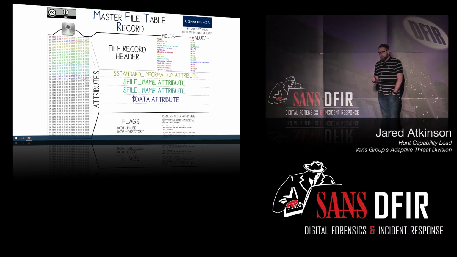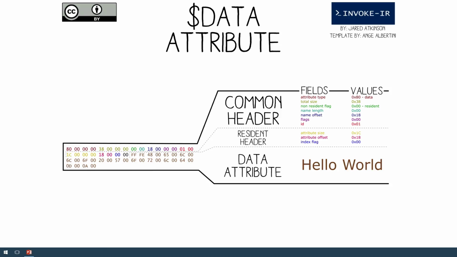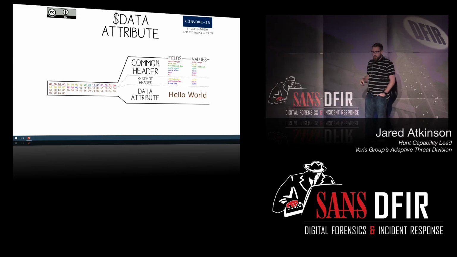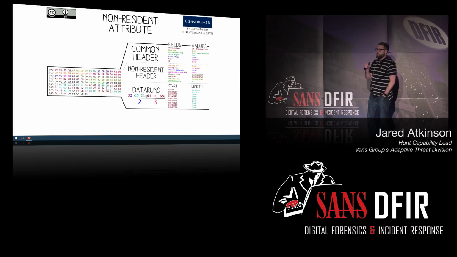This is what a data attribute looks like. There are two different ways. One is that the data can be resident within the actual MFT record itself if it's a relatively small file. If it's a large file, the data is going to be non-resident, meaning that the MFT points to where that data is. In this case, we have a file that says hello world, and that's what that data attribute would look like.